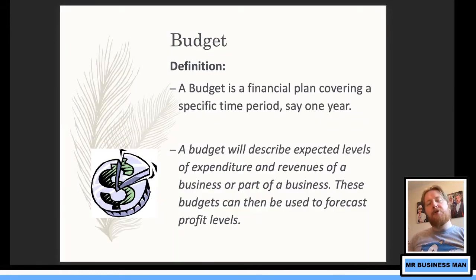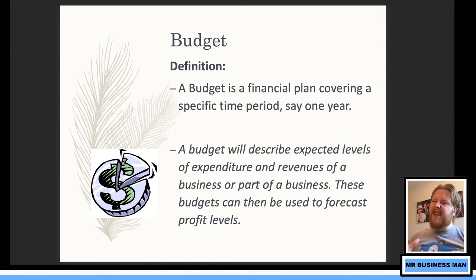So what is a budget? Well, a budget is a financial plan covering a specific period of time, say a year. A budget will describe expected levels of expenditure. Remember, spend. It's the money that you've spent or going to spend. And revenues of a business or part of a business. The budgets can be used to forecast profit levels.